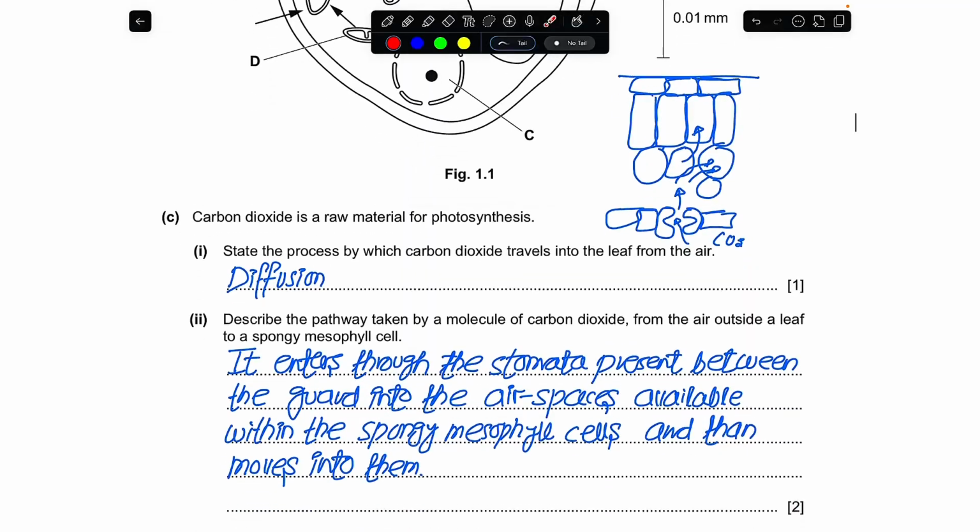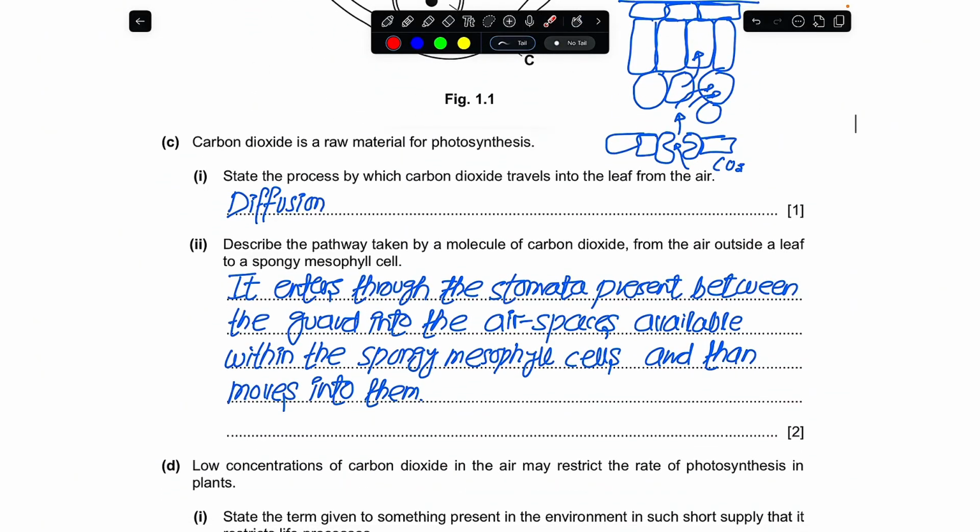If I move onward to see what the examiner asks from this, against 1 mark he is asking us that carbon dioxide is a raw material for photosynthesis. They want you to state the process by which carbon dioxide travels into the leaves from the air, so we know this is a diffusion process. For 2 marks, the examiner wants you to describe the pathway taken by a molecule of carbon dioxide from the air outside a leaf to a spongy mesophyll cell.